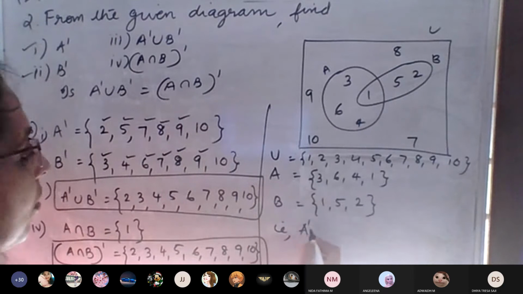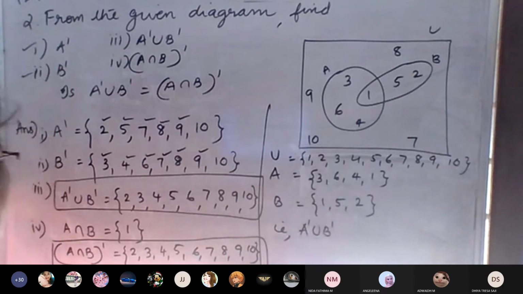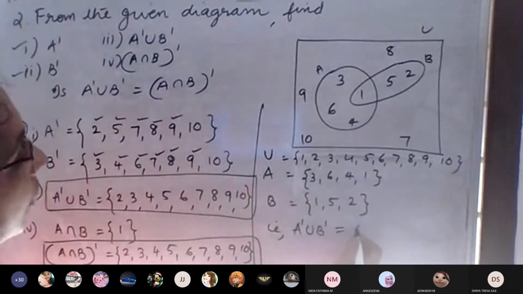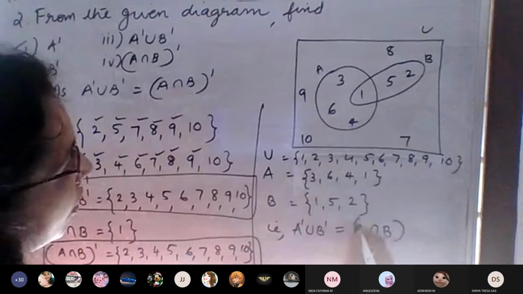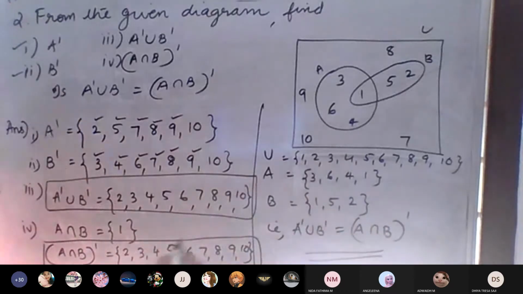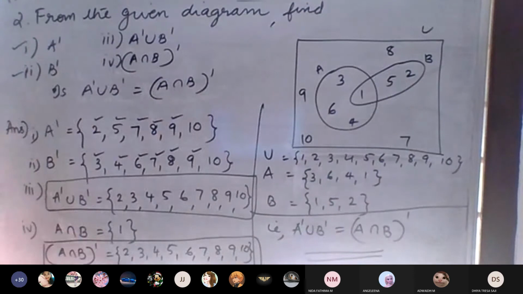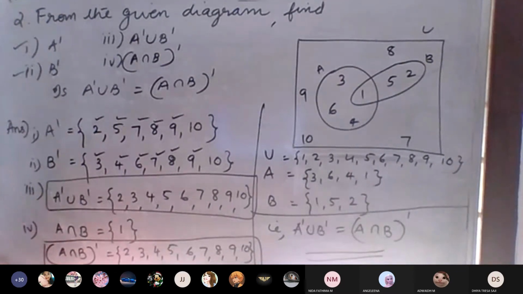That is A complement union B complement. Let's see. A complement union B complement is equal to A intersection B whole complement. That is the final answer. After completing this, the last line of the answer is: A complement union B complement is equal to A intersection B whole complement. Okay.